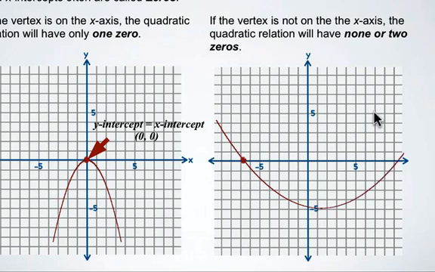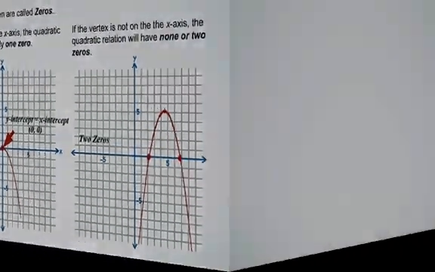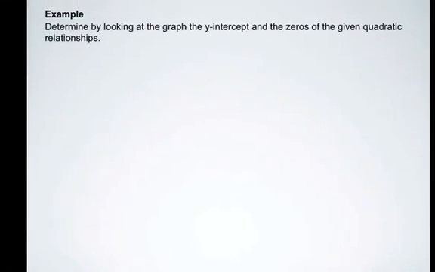Here's an example where there are two x-intercepts or two zeros. Another example. Here there are two zeros or two x-intercepts. Let's look at this example and determine by looking at the graph the y-intercept and the zeros of a given quadratic relationship.